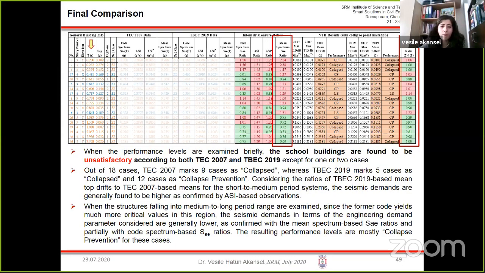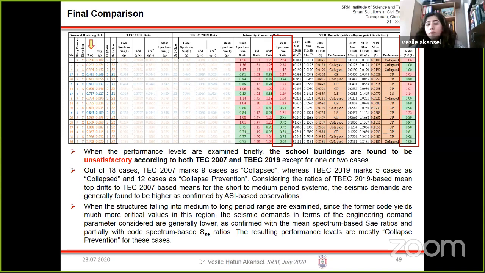Okay, this is seismic demands in terms of the engineering demand parameters considered, which are generally lower as confirmed with the mean spectrum based ACE ratios and partially with the spectral acceleration ratios. The resulting performance levels are mostly collapse prevention for these cases. Okay, as you can see, collapse prevention. So as you can see, we can see an extended damage in the new code, as we expected.